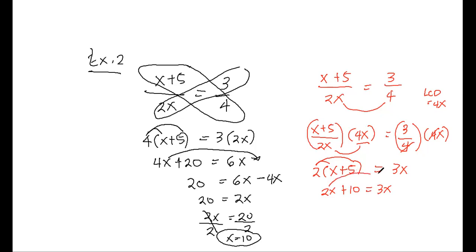Then we do the transposition. It becomes 3x minus 2x. What's left on the left-hand side is 10. 3x minus 2x is x, equals 10. We apply the symmetric property. x is equal to 10. So again, whether you use the cross multiplication method or the multiplication by the LCD, it will arrive at the same answer.